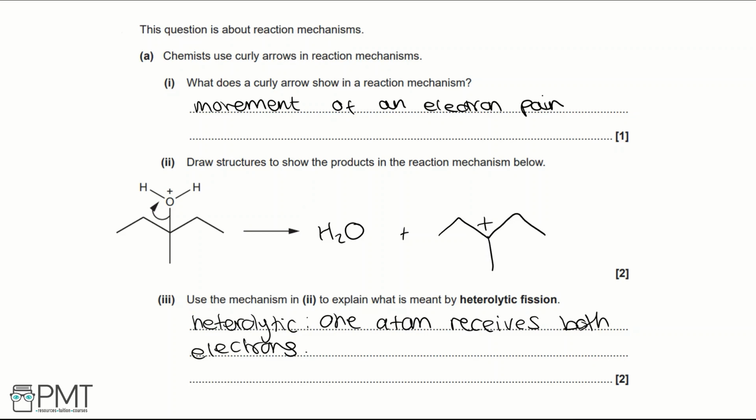To get the 2 marks for this question, you get a mark for defining heterolytic, so saying that one atom receives both electrons, and a mark for defining fission, which is the breaking of a covalent bond.